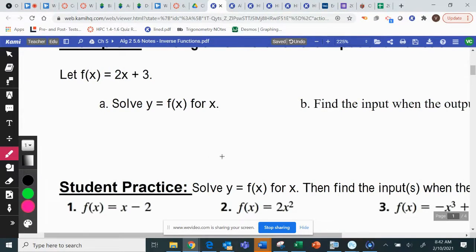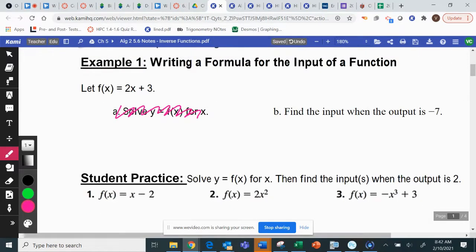And it says solve y equals f of x for x. So we're going to take this and we're just going to solve it for x. That's the part I'm not going to do. What I'm going to do instead is find the input when the output is -7. What that means is plug in -7 for y, or f of x is -7. So in this equation, I'm going to put -7 equals 2x plus 3.